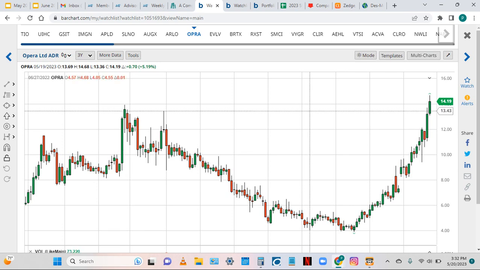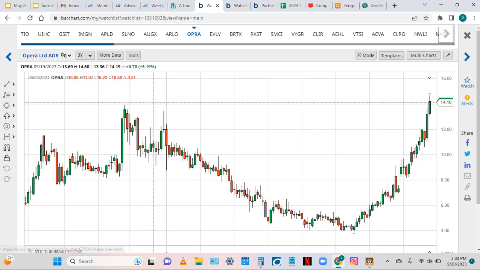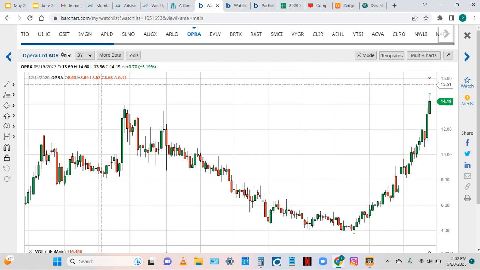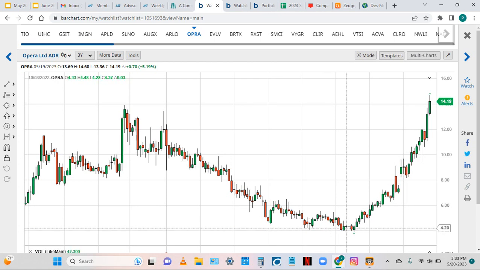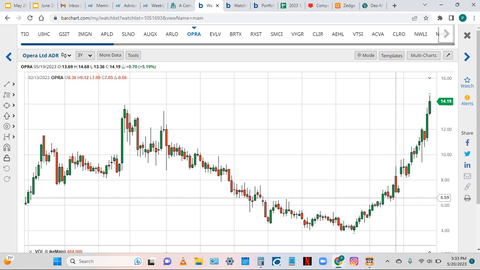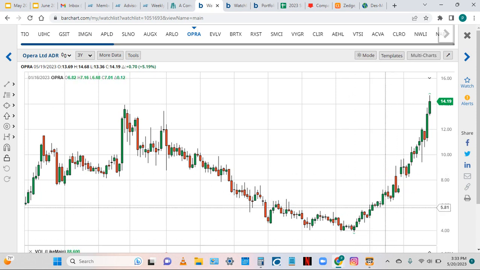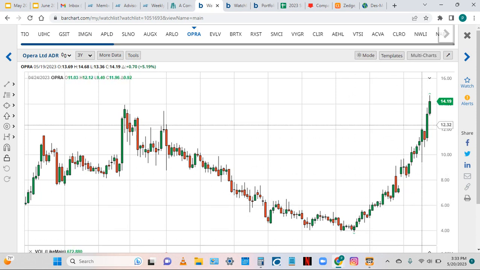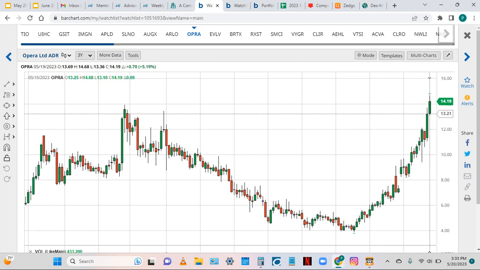This one is Opera Limited ADR. So an ADR stands for an American depository receipt. This is code for this is a foreign company that trades on American exchange. That's what that means. And you can research the definition behind ADR for yourself, but this is too far, too fast for me. It's just like straight up, not for now. So for me, that would be a sell on that one.